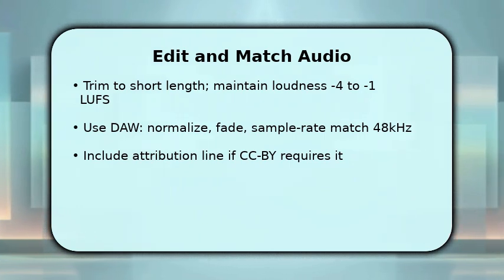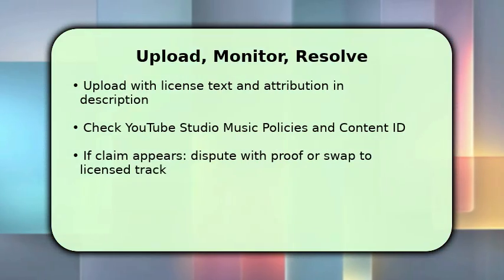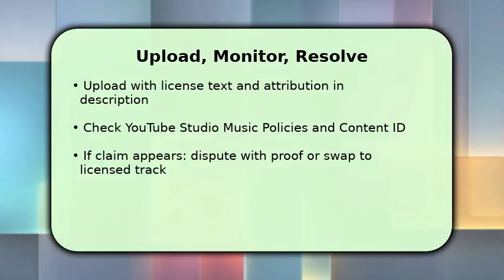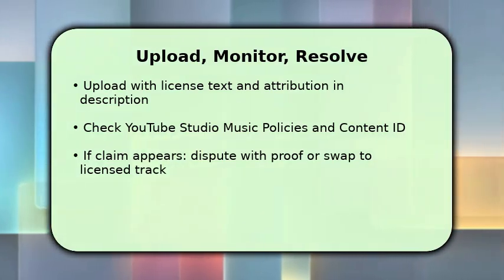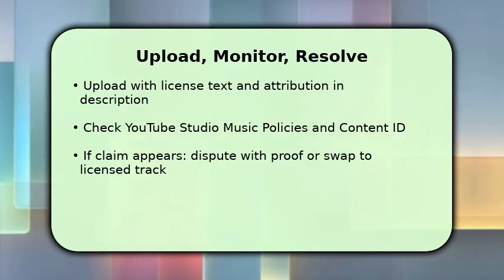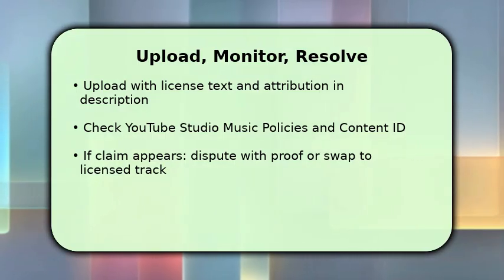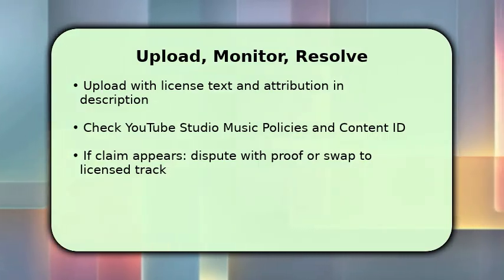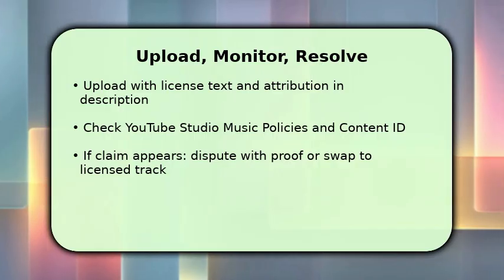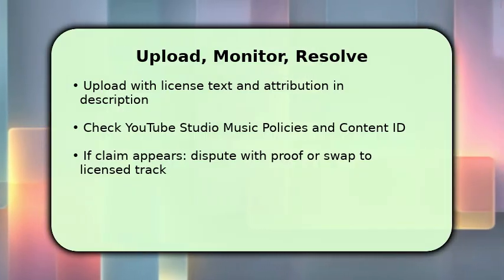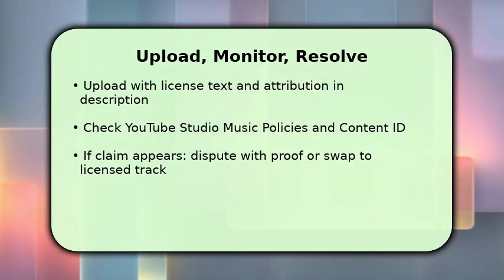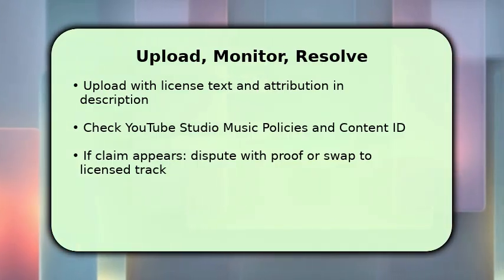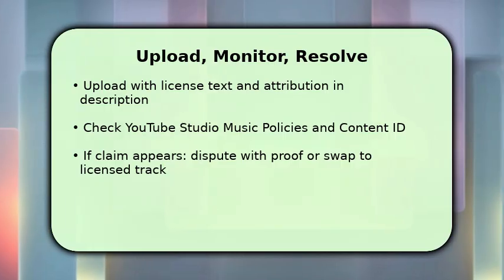You upload the short and immediately add the license text and attribution into the description, plus a link to the audio source name. Once processing finishes, check YouTube Studio for music policies or content ID matches. If a claim appears, act fast. Gather the downloaded license, timestamps, and the creator's terms, then file a dispute or replace the track using YouTube's editing tools. If the dispute fails, remove audio and reupload with a verified royalty-free or purchased license.